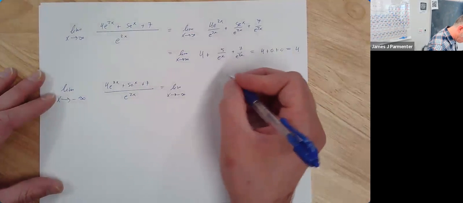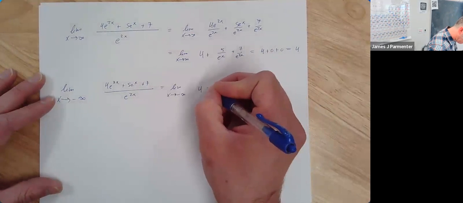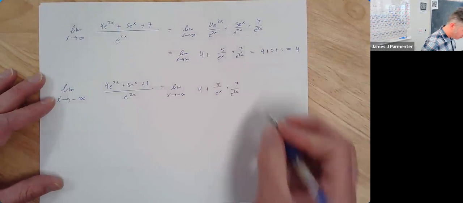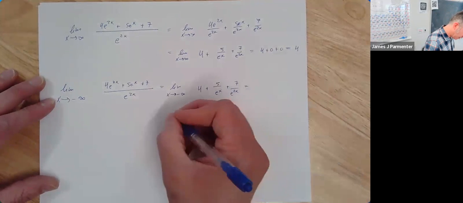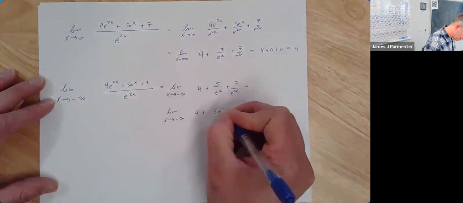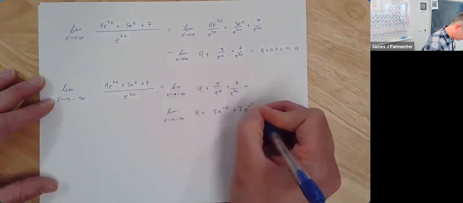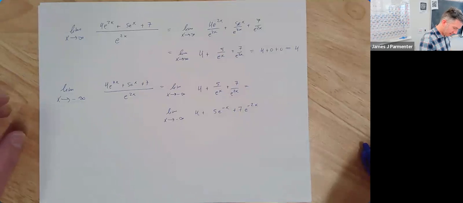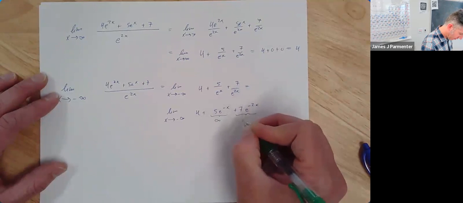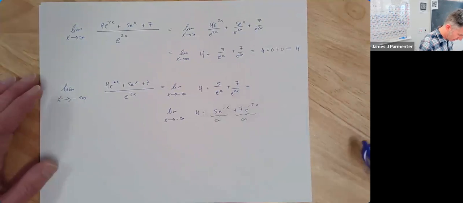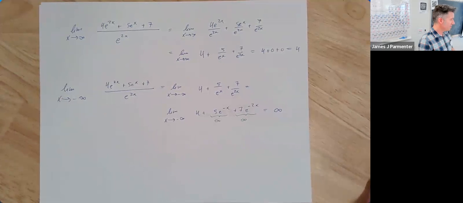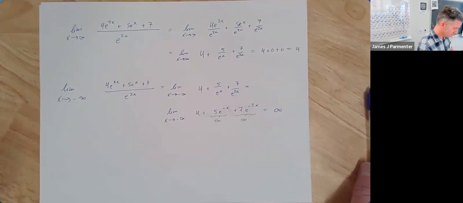If I simplify this in the same way, let's just cut to right here. I've got 4 plus 5 over e to the x plus 7 over e to the 2x. I don't love writing it like that though. Let's write it as the limit as x goes to negative infinity of 4 plus 5 times e to the negative x plus 7 times e to the negative 2x. And now I can see that 5 e to the negative x is going to infinity. 7 e to the negative 2x is also going to infinity. So I'm getting 4 plus infinity, which is still infinity. So this is getting infinitely large. Cool.